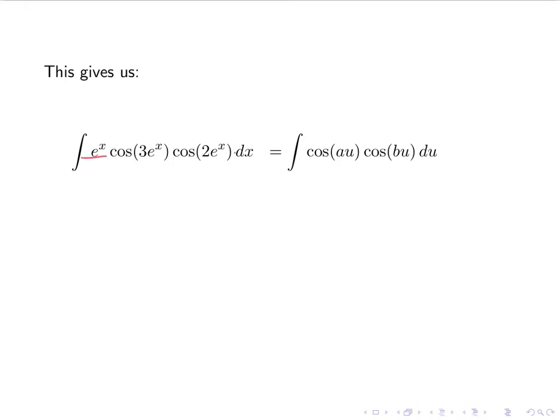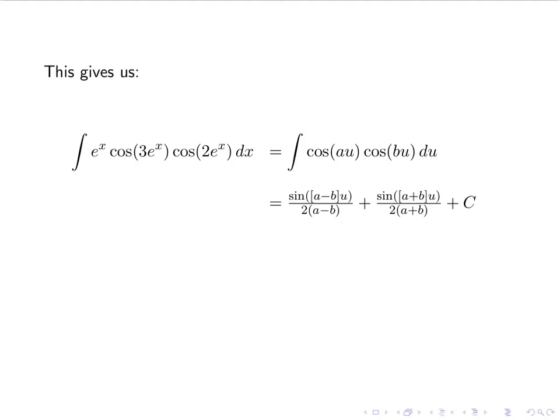So e to the x dx is du. 3e to the x is au. And 2e to the x is bu. Now we use the table and find out what that integral is equal to. So you have sine of a minus b times u over 2 times a minus b, plus sine of a plus b times u over 2 times a plus b. And the table doesn't include the plus c's just because it didn't want to make it look too messy, so don't forget you always have to add the plus c.